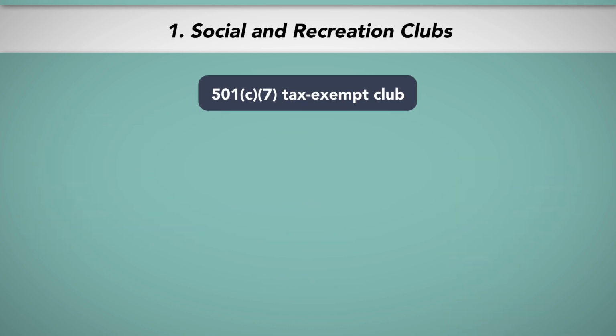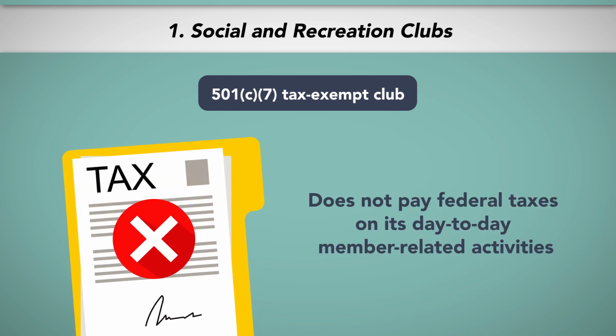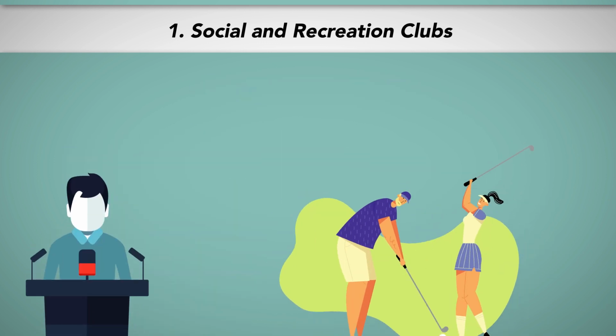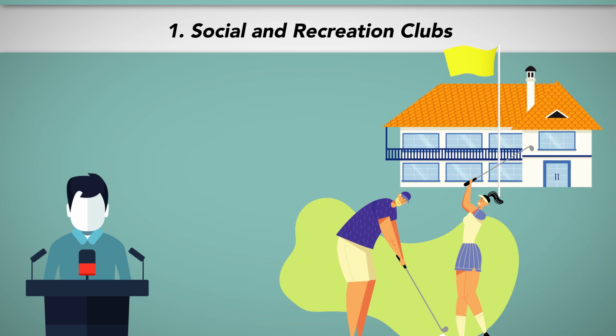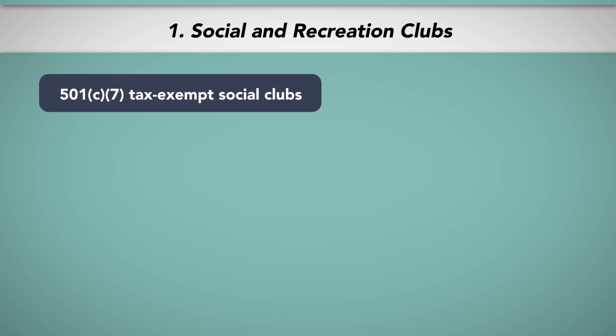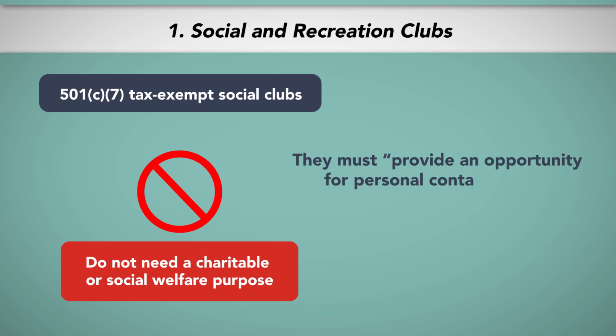The chief benefit for a 501c7 tax-exempt club is that it does not pay federal taxes on its day-to-day member-related activities. Social clubs can run members-only events, operate golf courses and swimming pools, build and maintain clubhouses, and encourage hobbyists. 501c7 tax-exempt social clubs do not need a charitable or social welfare purpose, but they must provide an opportunity for personal contact among members, and membership must be limited.